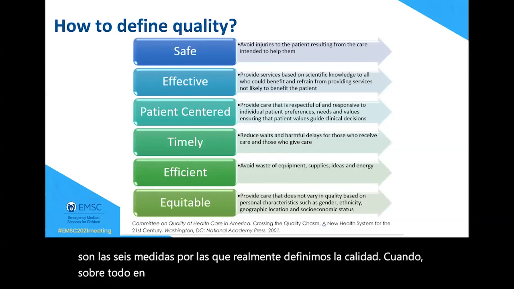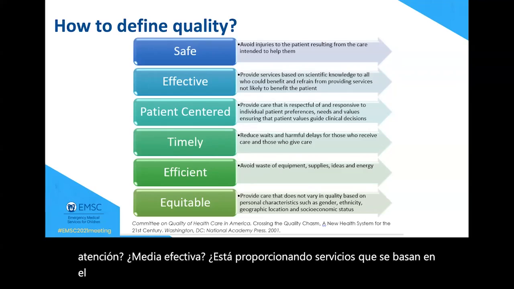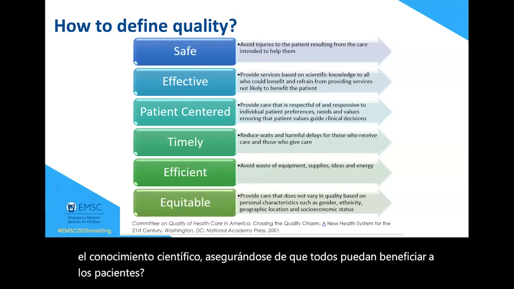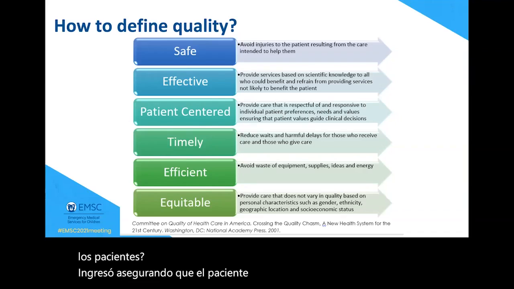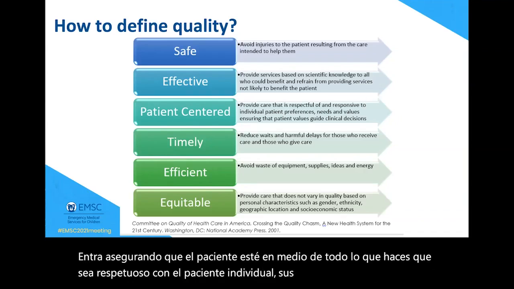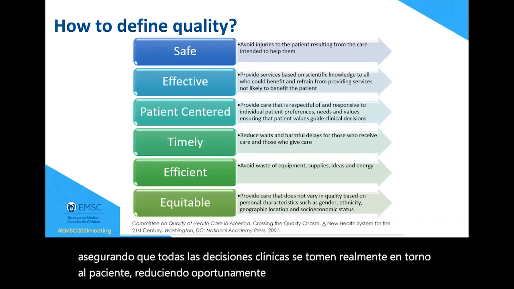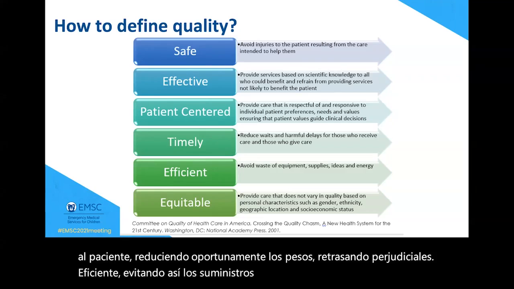So these are the 6 measures by which we really define quality, and especially in our quality improvement collaboratives. So safe being, how do you avoid injuries to patients resulting from the care? Effective meaning, are you providing services that are based on scientific knowledge, making sure that everyone can benefit? Patient-centered, ensuring that the patient is in the middle of everything you do, that it's respectful of the individual patient, their needs, their values, ensuring that all the clinical decisions are really made around the patient. Timely, reducing waits, harmful delays. Efficient, so avoiding waste, supplies, ideas, energy, not duplicating efforts.